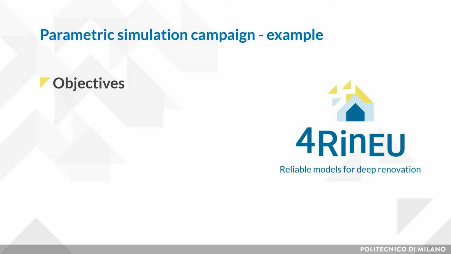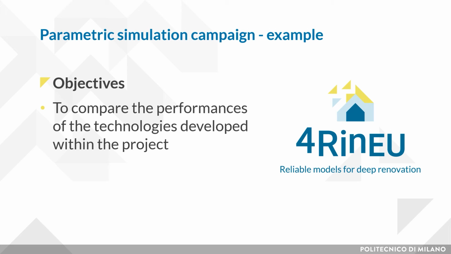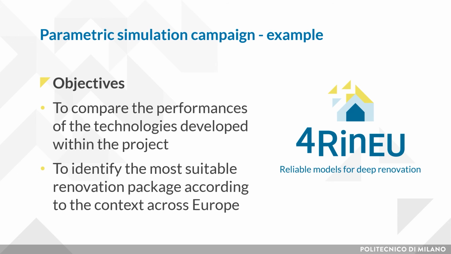So now we have a general idea of how to perform a parametric simulation campaign. Let's conclude the lecture with a practical example from the Horizon 2020 project for RNU. Here, the objective of the simulation campaign was to compare the performances of the different technologies developed within the project and to identify the most suitable combination of technologies, that are the renovation packages, according to the specific renovation needs of different kinds of residential buildings across Europe.